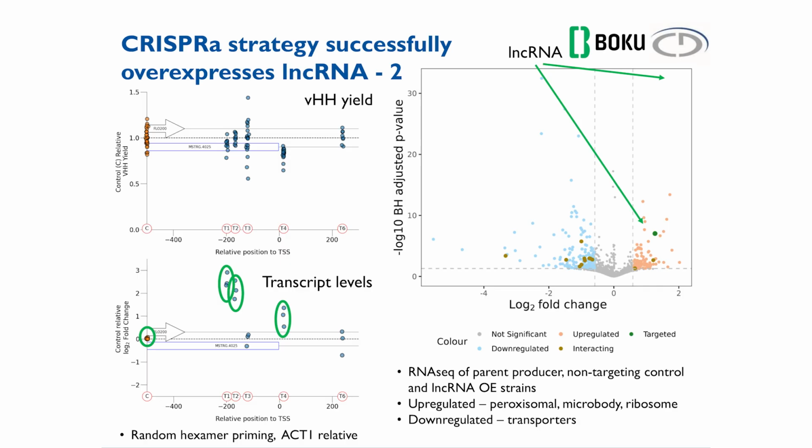And then for target site 4, we still had significant overexpression, but it wasn't quite as high as the other ones, the same as in our qPCR results. And also those predicted interacting partners were also differentially expressed. In this case, we just saw that some genes related to peroxisome, microbody, and the ribosome were regulated, and some transporters were down-regulated. But these are all extremely broad terms.